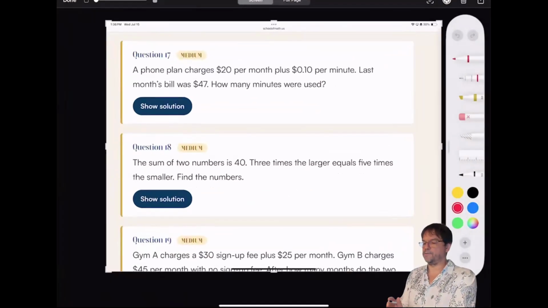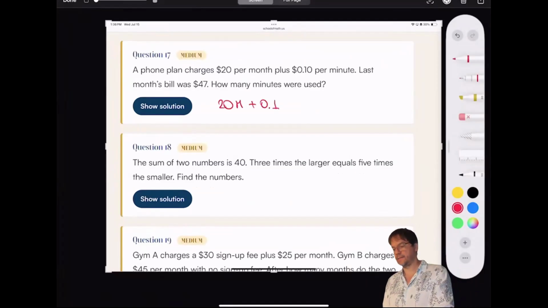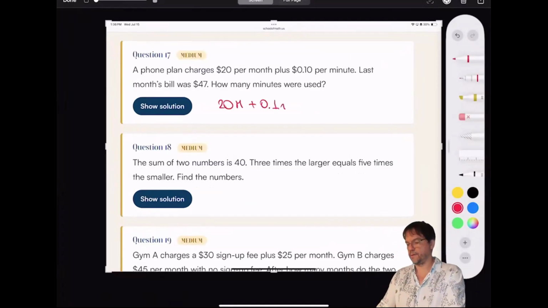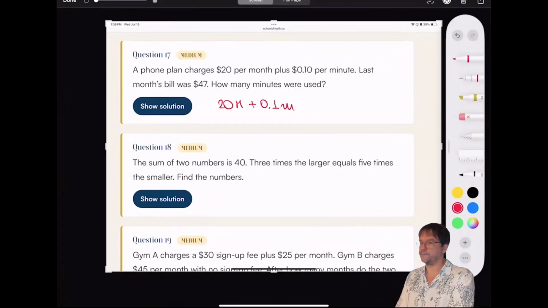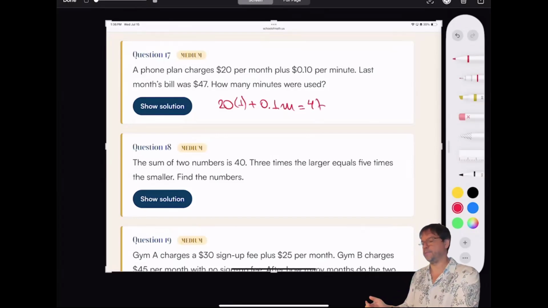A phone plan charges 20 per month, 20 times the number of months. In the end, I discovered that it's just 1. Plus 10 cents per minute. I don't know the number of minutes. Last month, so M is equal to 1. Okay, because it's just 1 month. The bill was 47. How many minutes?